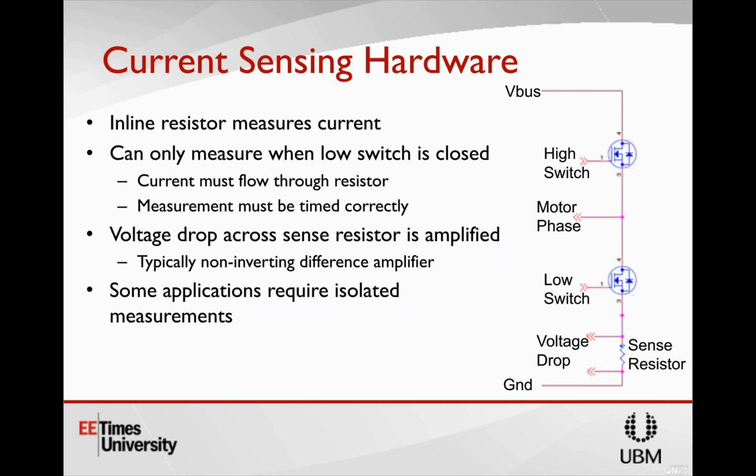So the way that this sensing hardware works, once we have been able to make sure we're getting the measurement at the right time, is that we're looking at the voltage drop across the sense resistor, and then we're going to amplify it. So you're typically connecting a non-inverting difference amplifier up to that voltage drop, and that's going to determine the ratio between how much current is flowing across the resistor into the scaling that feeds into your MCU.